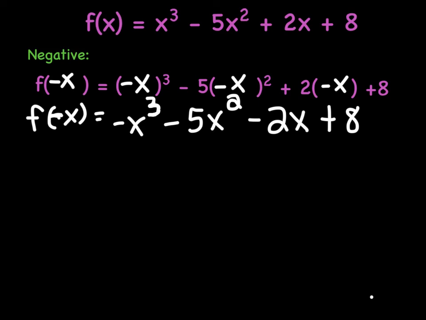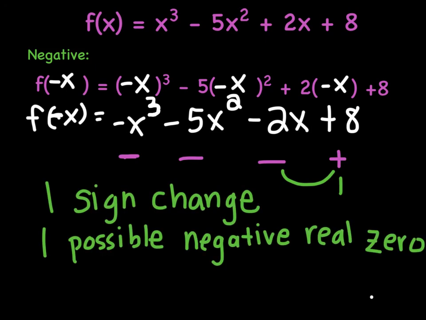So now looking at our signs, we know that the first term is negative, the second term is negative, the third term is negative, and the last term is positive. So we want to indicate any sign changes. Negative to negative is the same sign, negative to negative is also the same sign, but negative to positive is different. We have a sign change. So we have one sign change. That means in this case we have one possible negative real zero.